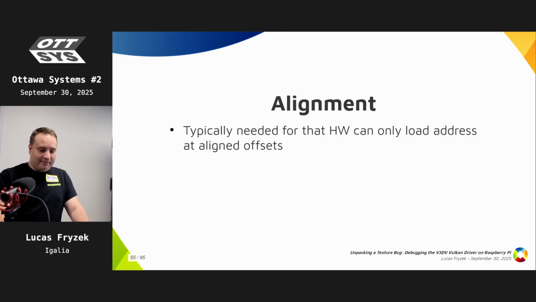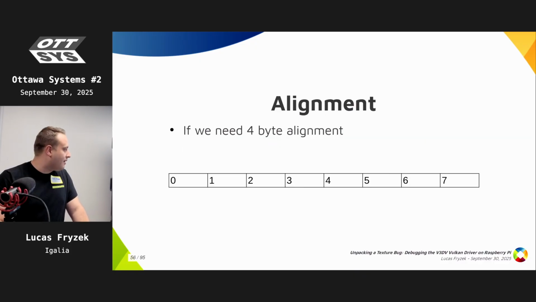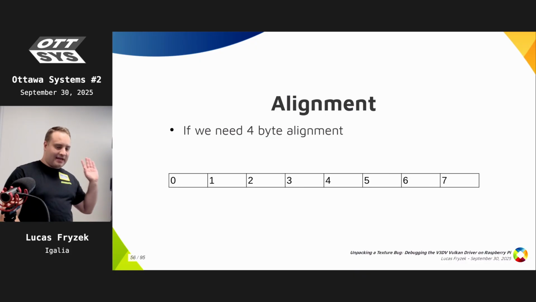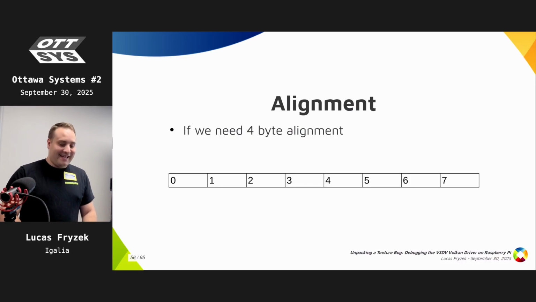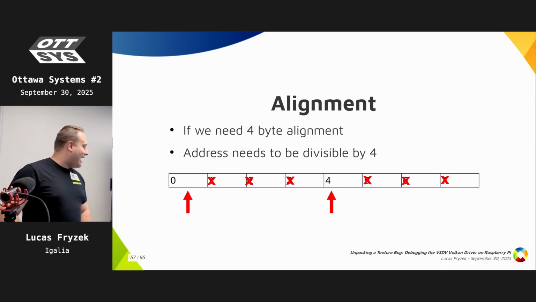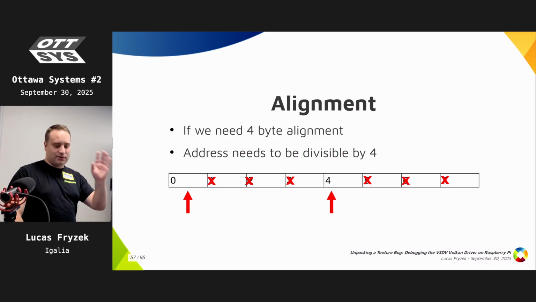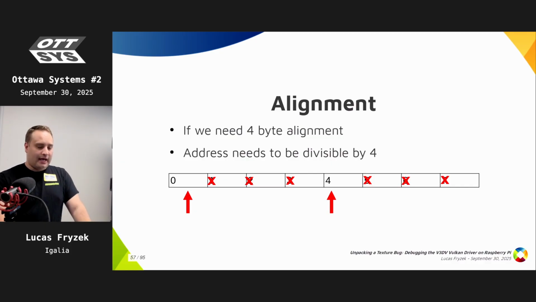And so what does align mean? Well, if we need 4-byte alignment, we have memory. It starts at address 0, goes on to whatever. I only went to 7 here because I have a finite amount of space on the slide. Then if we pick an address to allocate, it needs to be divisible by 4. So that can be 0, 4, 8, 12, 16 onwards. As long as it's divisible by 4, that's a safe address to use.